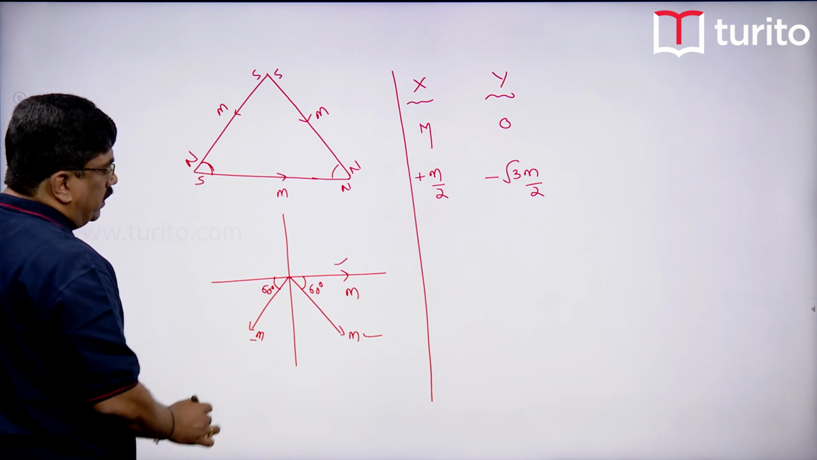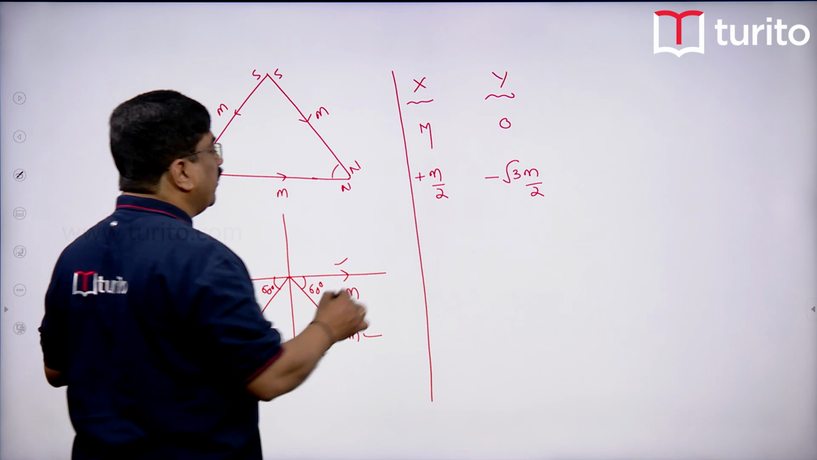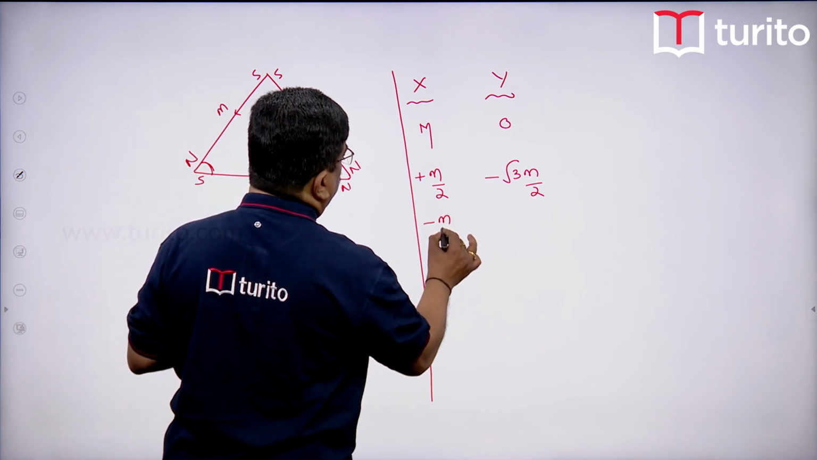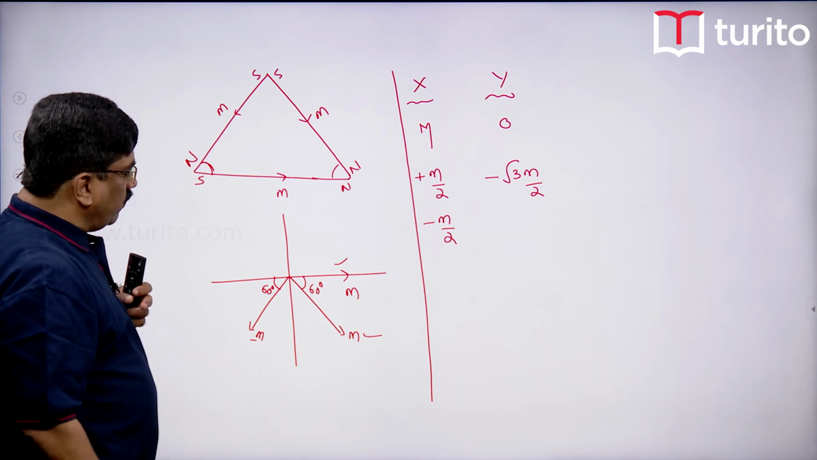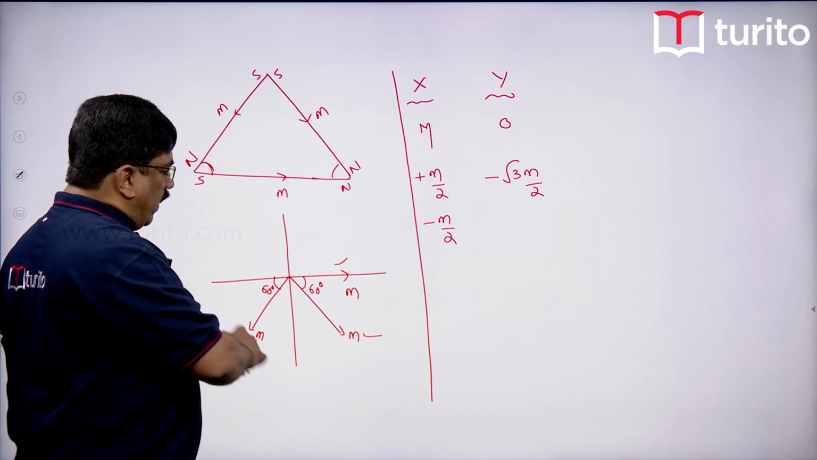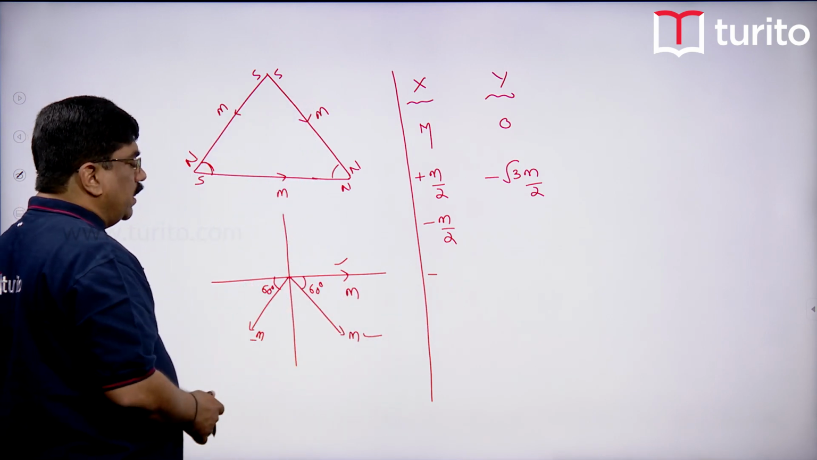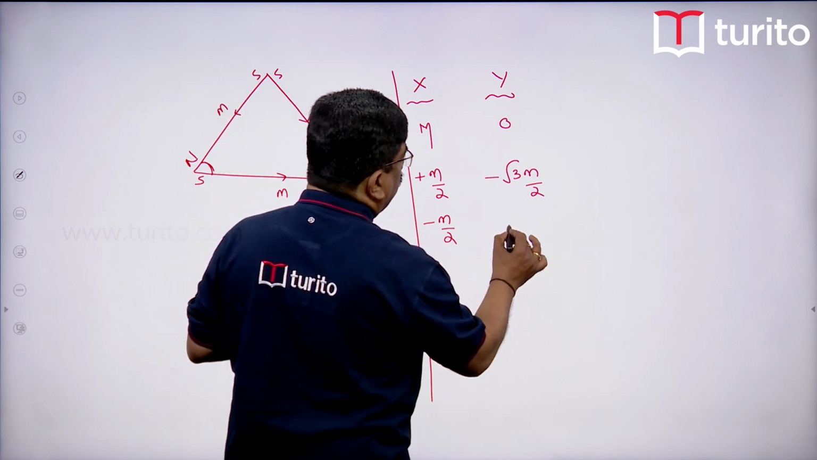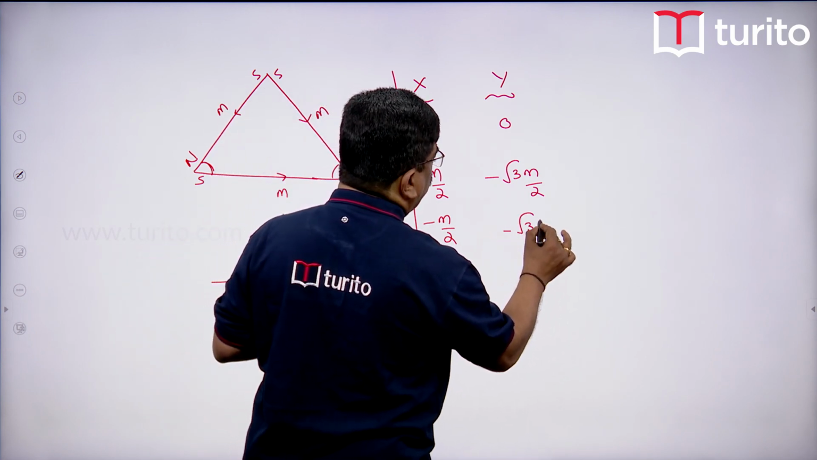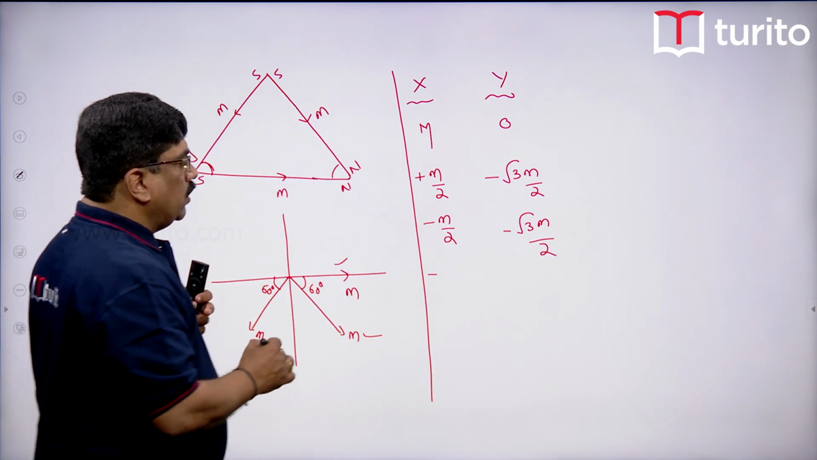Next, for this one, x component is minus m cos 60, which means minus m by 2, and the y component is minus m sin 60, which means minus root 3 m by 2.